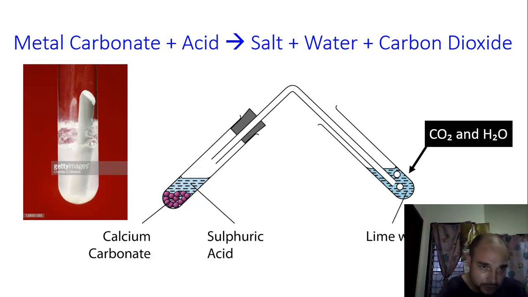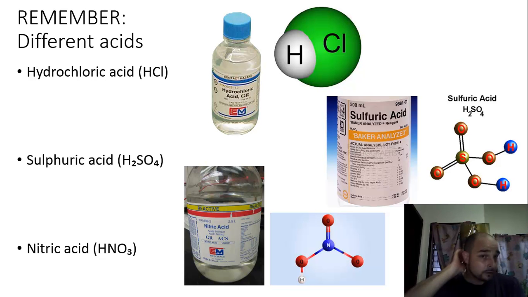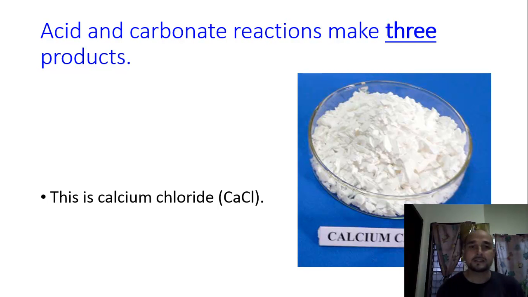And you can see in the picture what was clear has turned very cloudy when it was given some lime water. We'll be doing this in lab. Okay. Again, the acids that we're going to be using in lab: hydrochloric acid, sulfuric acid, and nitric acid. And acid and carbonate reactions make 3 products. Here's a picture of calcium chloride.